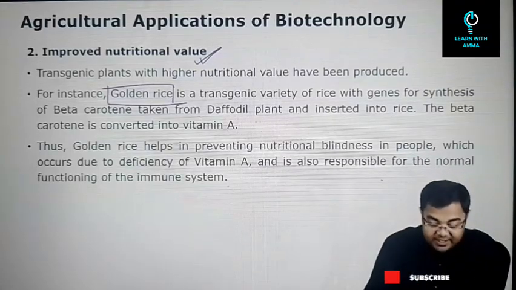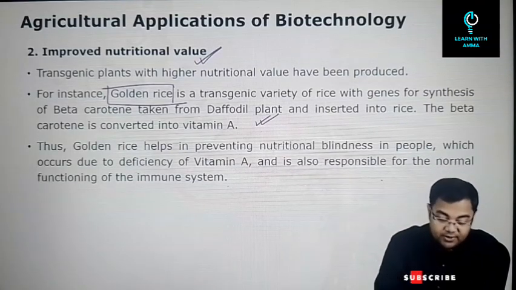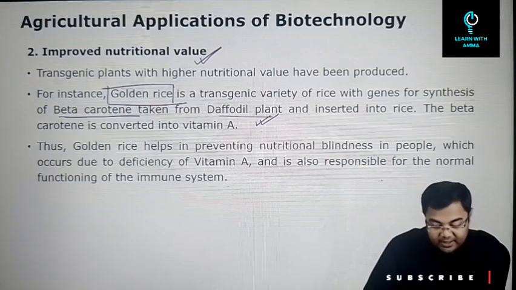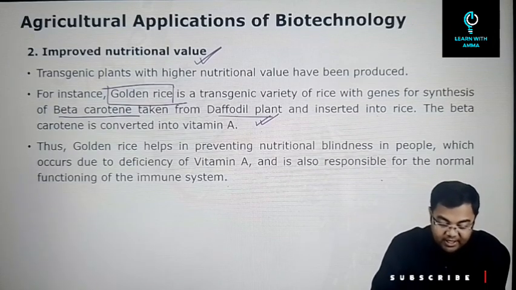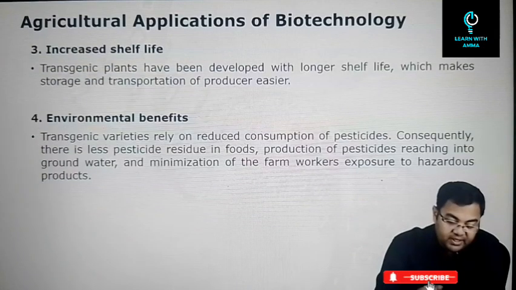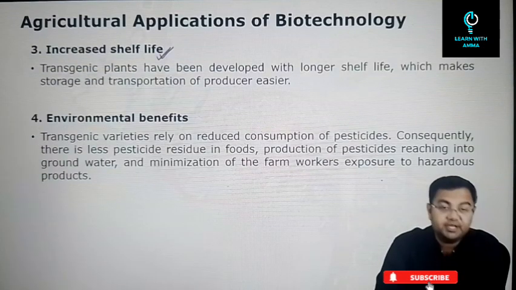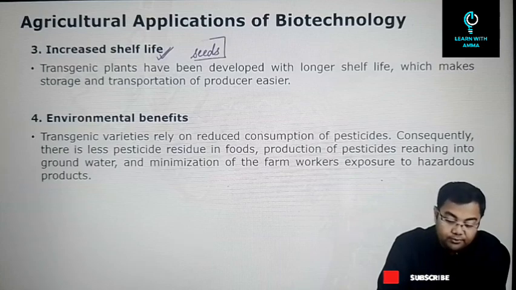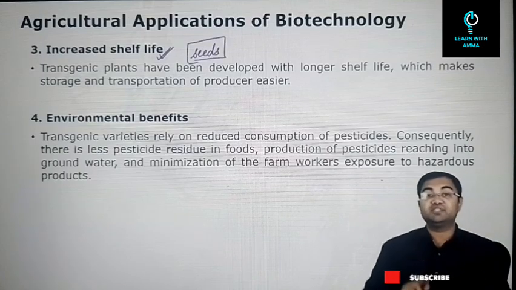So golden rice is a transgenic variety of rice with genes for synthesis of beta carotene taken from the daffodil plant and inserted into rice. Beta carotene is converted into vitamin A. Then after that, it can also be used to increase the shelf life, and especially when we talk about the shelf life of seeds, not only fruits and vegetables, but also of the seeds.